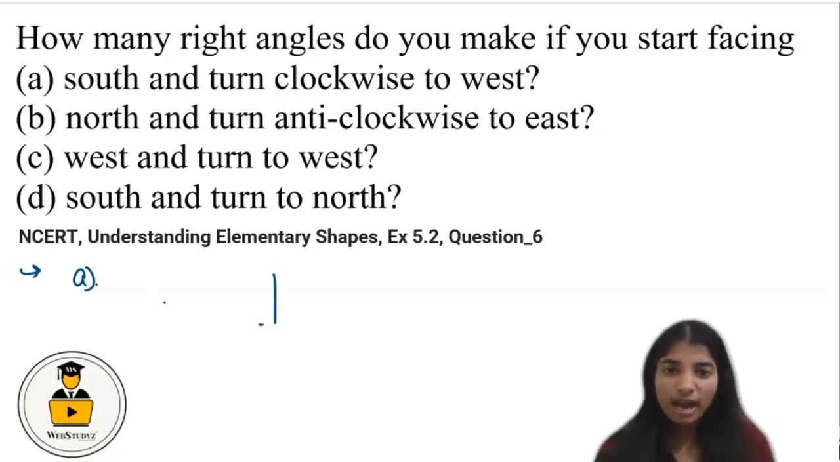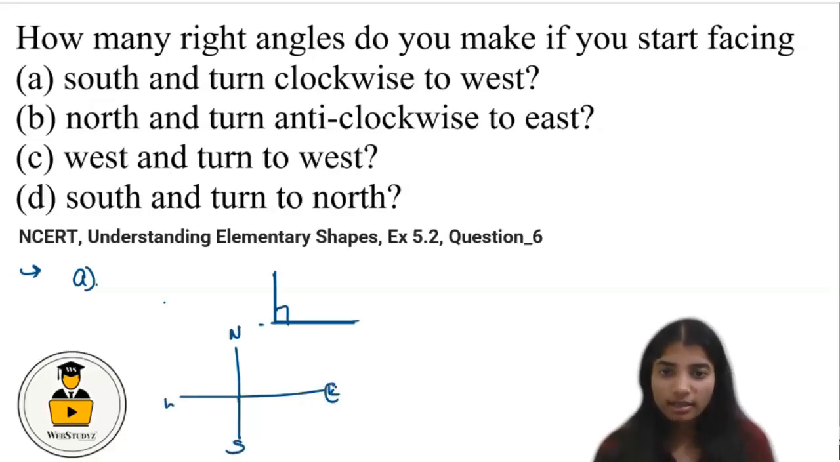We know that right angles look somewhat like this. So if we find a figure which is equivalent to this figure, we can say that this is a right angle. And we know, let's mark the directions: this is north, east, south and west.